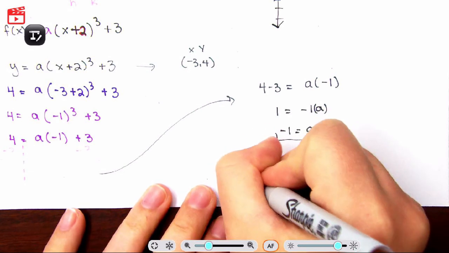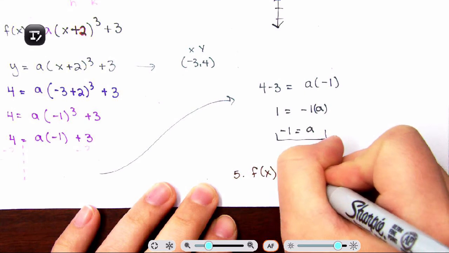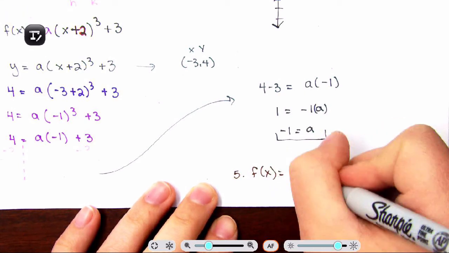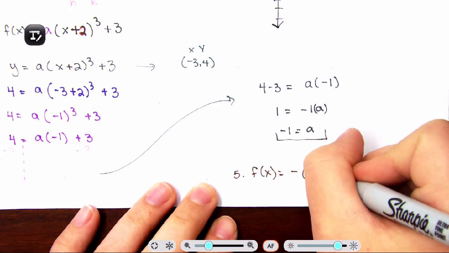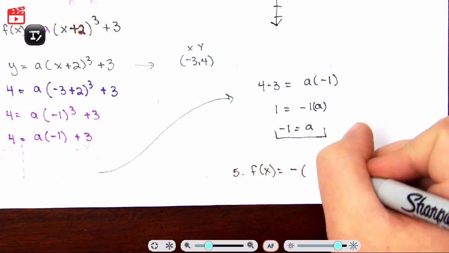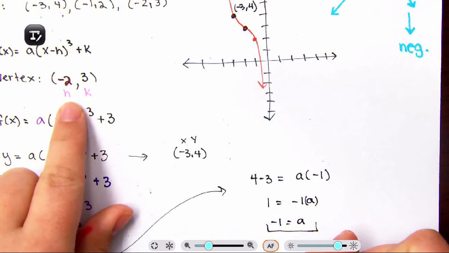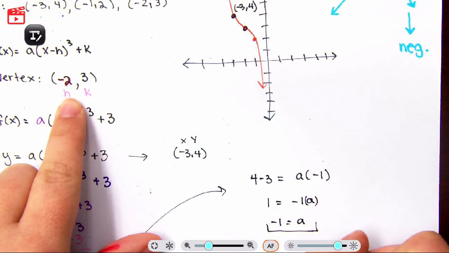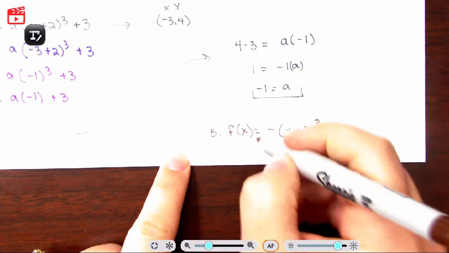Okay, step number 5, write out your final answer. f of x is equal to your a value, which is negative 1. You can just write negative if you want. Times x minus, what's our h? It's positive 2, cubed, plus 3 is our final answer.